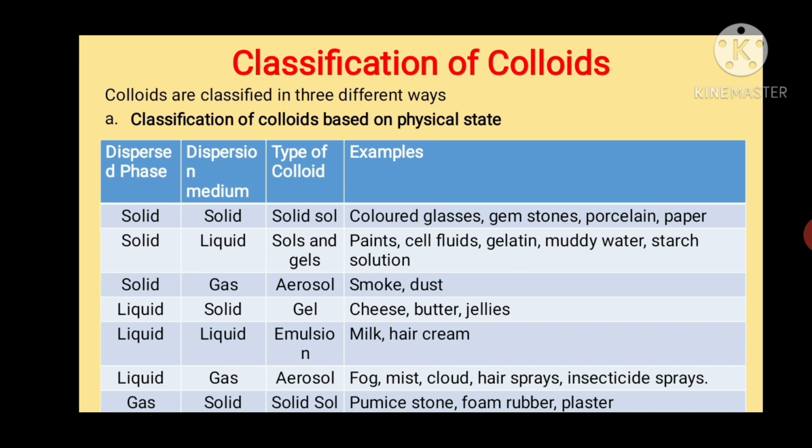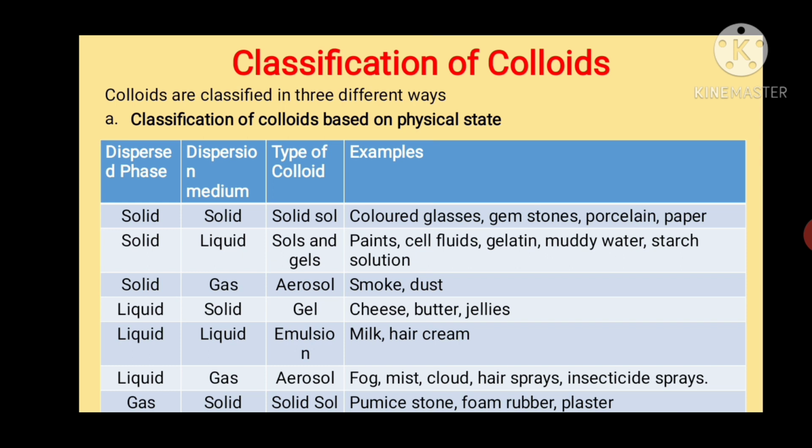When dispersed phase, liquid. Dispersion medium, solid. Then type of colloid, gel. For example, cheese, butter and jellies. When dispersed phase, liquid. Dispersion medium, liquid. Then type of colloid, emulsion. For example, milk, hair, cream.